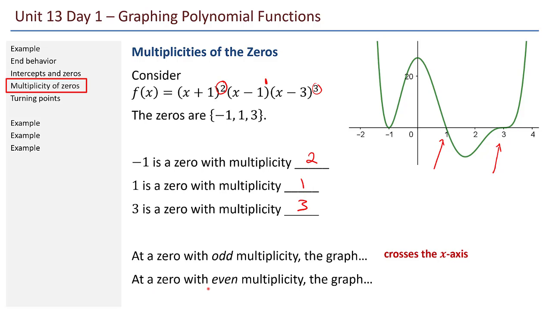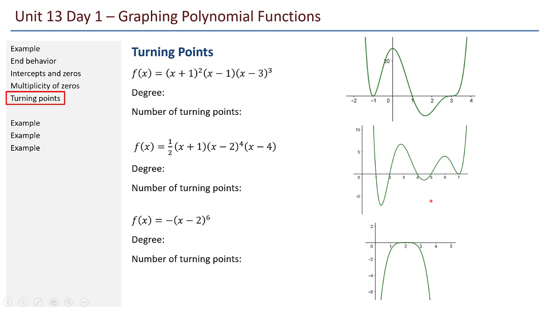Now, at a 0 with even multiplicity, the graph touches but does not cross the x-axis, and you can see that there. And turning points. So turning points depend on the degree of the polynomial. In this first case, let's see, the degree, if I expand it out, I'll get x squared times x cubed, that's x to the 6.